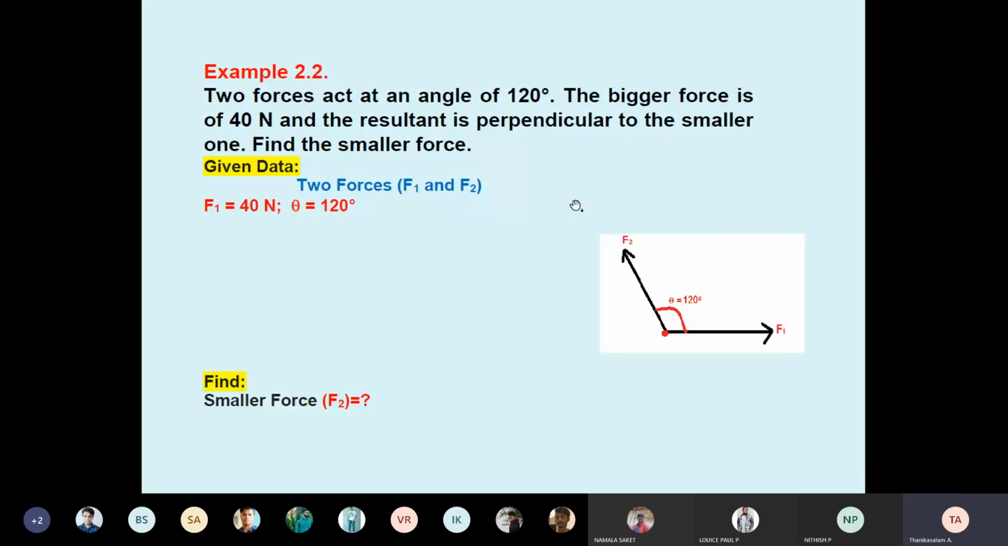Students, understand: whenever a statement is given, you have to write the given data in terms of symbols and in terms of a diagram. For your understanding, I have given a diagram; the book did not give it. So two forces means F1 and F2. The bigger force we take as F1, so F2 automatically becomes the smaller force. The resultant is perpendicular to the smaller one, so we have to find the smaller force.